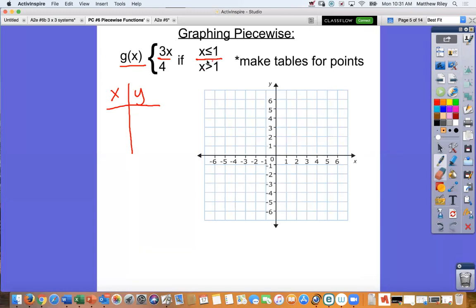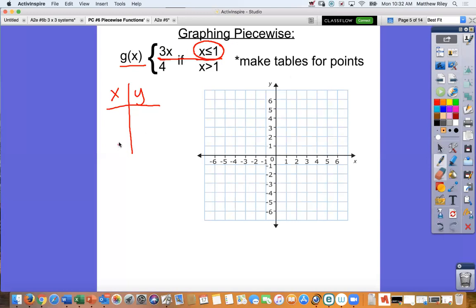So if I look at this, I only use this top equation if what? X is less than or equal to 1. So it has to be smaller than or equal to 1. Whatever this is, I need to mind this while I'm making my tables. So I want all x values less than or equal to 1.